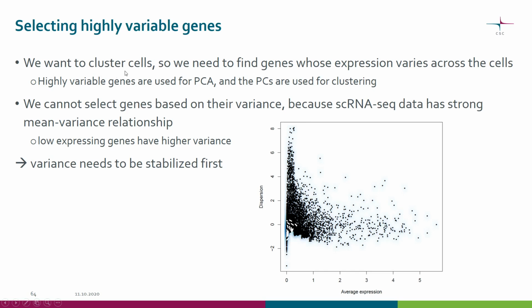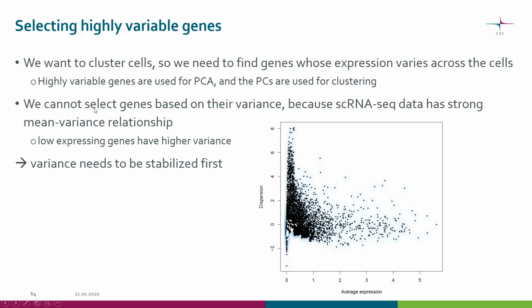So our ultimate goal is to cluster cells based on their expression profiles. Therefore, we need to find genes whose expression varies across the cells. In fact, these highly variable genes will be used for principal component analysis, and then the principal components we find will be used for clustering. But anyway, first we need to find the highly variable genes.